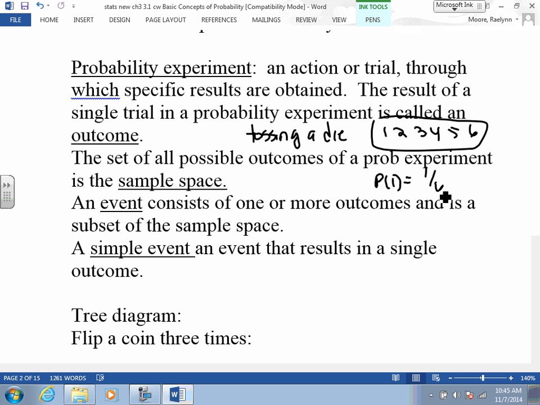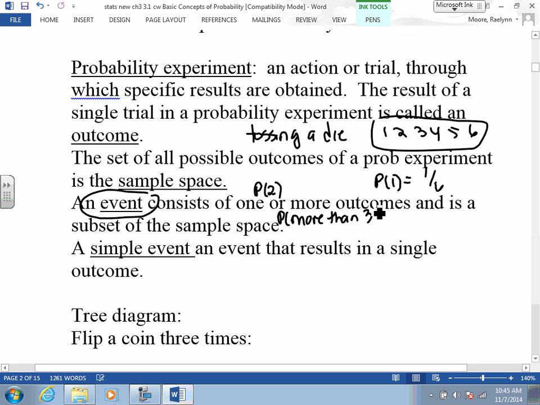My event says, what are you asking me to do? Find the probability of getting a 2. Find the probability of getting more than 3. This is your event in here. This is what I want you to get out of that sample space. Now, a simple event is something that just yields one possible outcome. Tossing a die, getting a 1. Tossing a die, getting a 5. Tossing a die, getting more than 3 has more than one possible outcome. That is not a simple event. Okay. So those are the things we're going to look at.